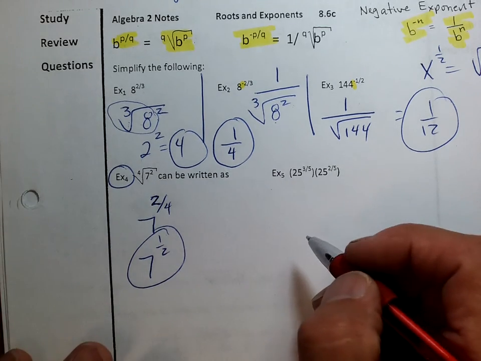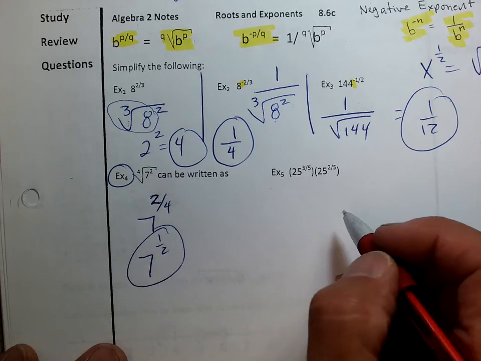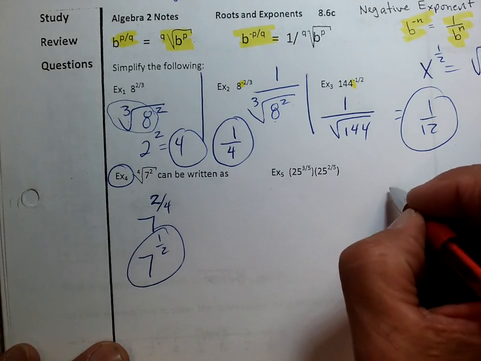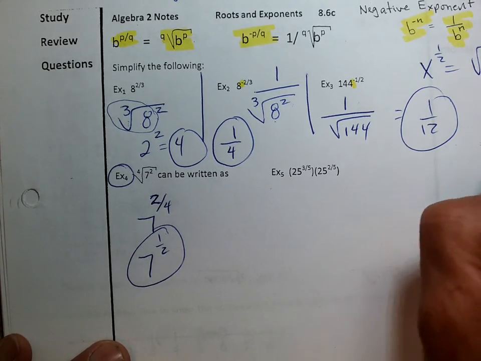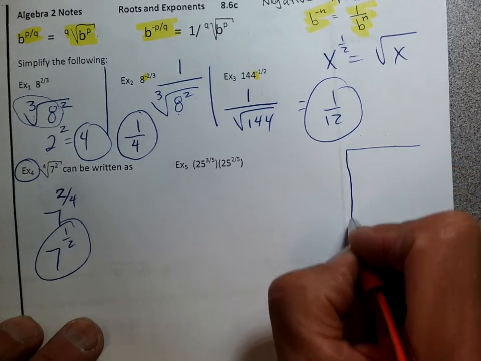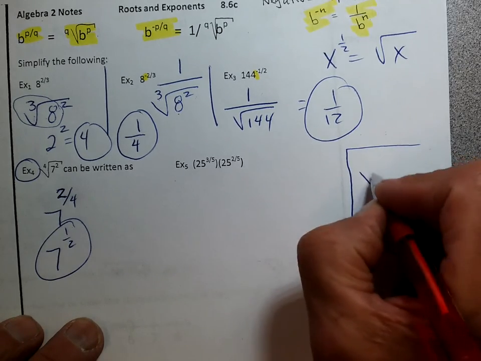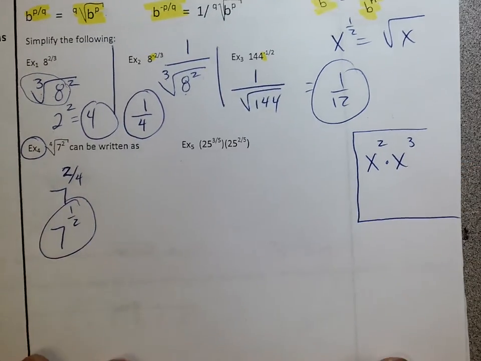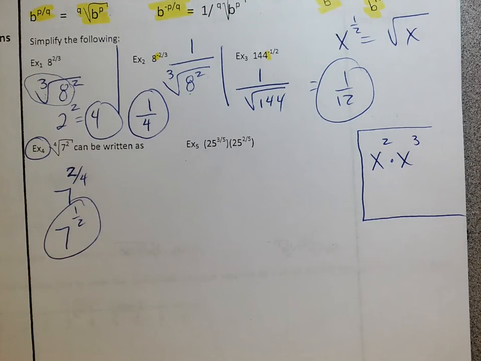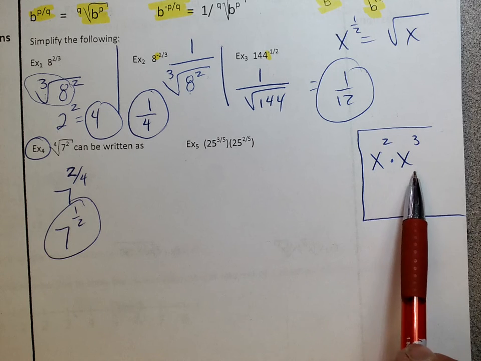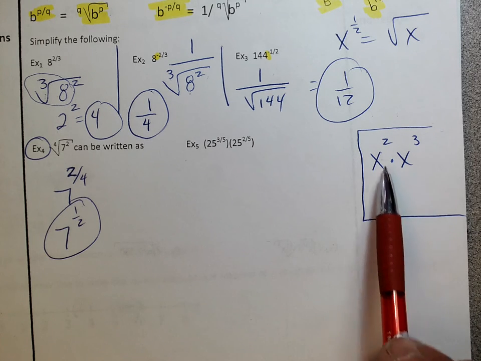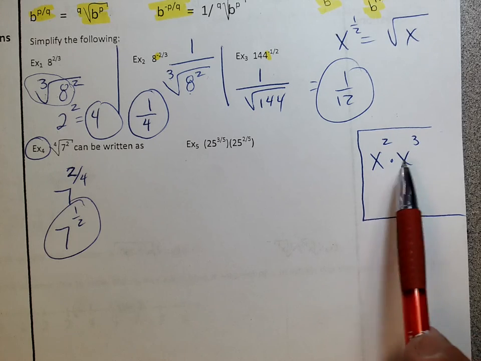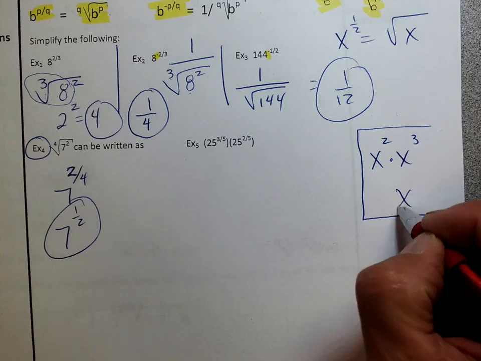Okay, example 5. Before I do example 5, let's look at a little side note. If I have x squared times x cubed, okay, we're going back to pre-algebra, right? It'd be x to the 5th. We agree? X to the 5th? Because you added exponents. They have the same base, x and x. So we just get x to the 5th.